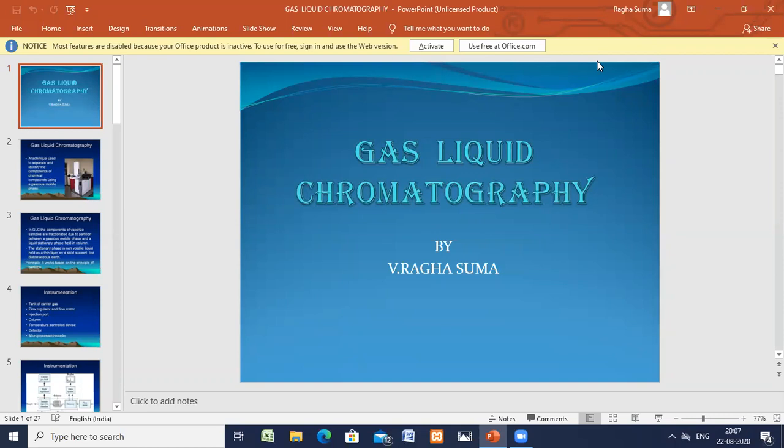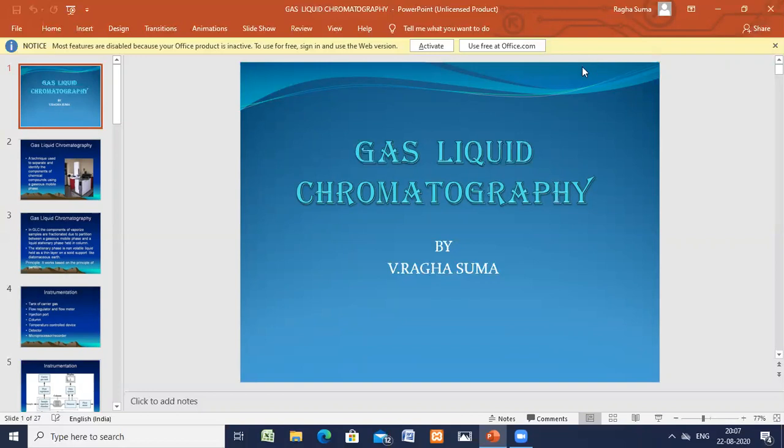I am V. Ragasumma. Today I am going to explain to you about gas liquid chromatography. Gas liquid chromatography is a subclass of gas chromatography. Gas chromatography is currently one of the most widely used and a powerful tool for the separation of complex mixtures of compounds. This is because the technique possesses characteristics of high speed, extreme sensitivity, and high resolving power.